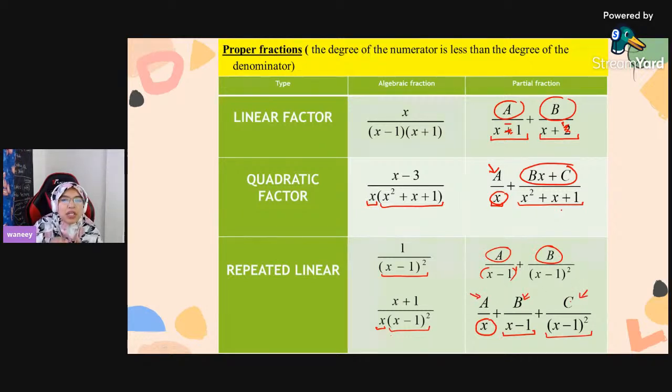Basically, we only use a linear at the top when it is a quadratic that cannot be factorized. Kalau dia adalah quadratic yang tak boleh factorize, baru atas ni kita letak linear. If they are distinct linear or even repeated linear, we are simply going to use a constant at the top of it. Okay, so now let us focus on the example. I think we are going to understand more if we look at the example.